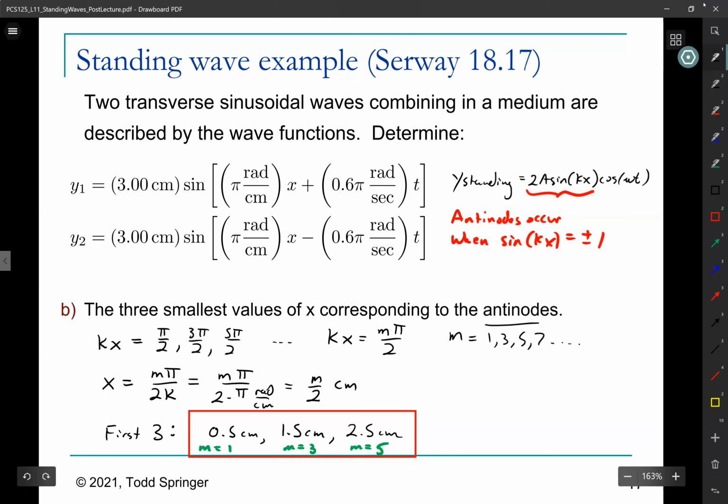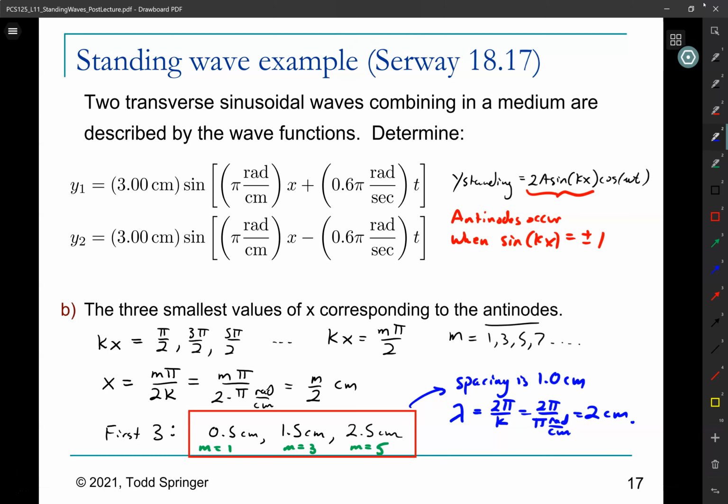You can see that the spacing between those is 1.0 centimeters. And maybe it's worth thinking about what the wavelength is. Lambda is 2 pi over k, which is 2 pi over pi radians per centimeter, which is 2 centimeters. So you can see their spacing is 1 centimeter, which is half a wavelength, which is what we said. We said that the nodes are separated by half a wavelength. The antinodes are also separated by half a wavelength.